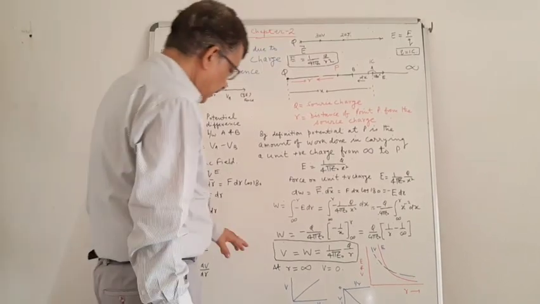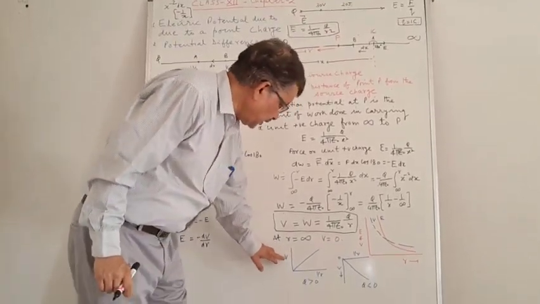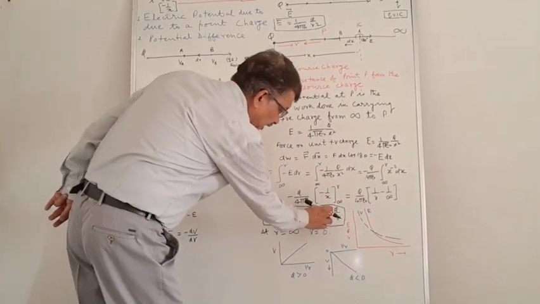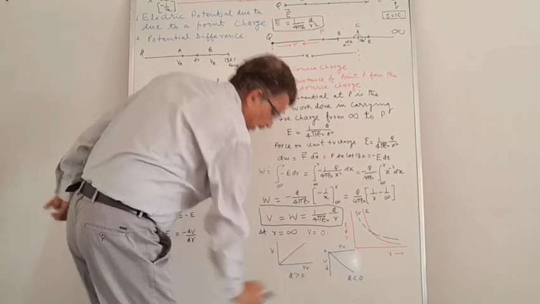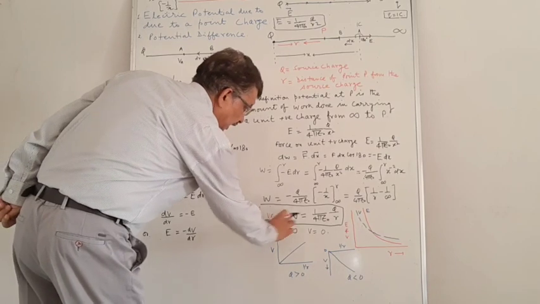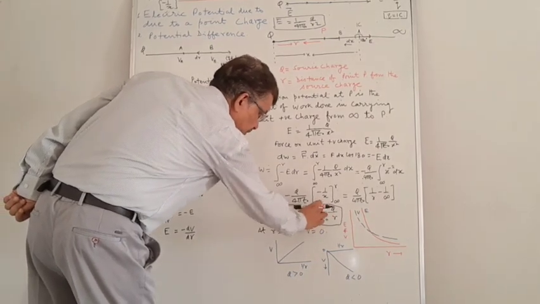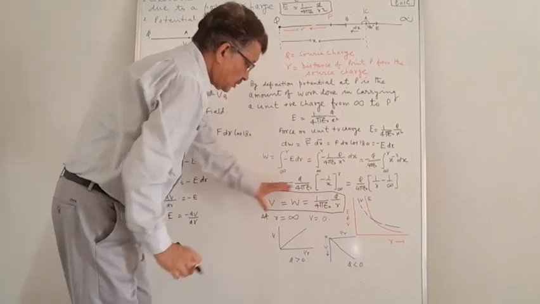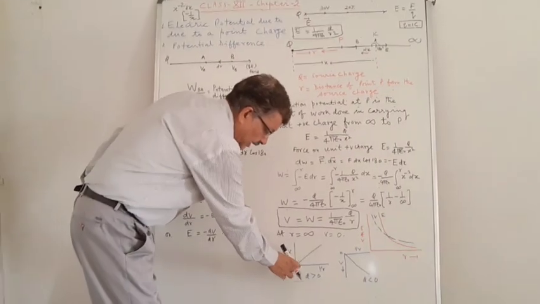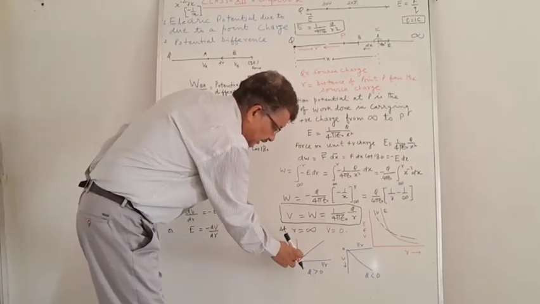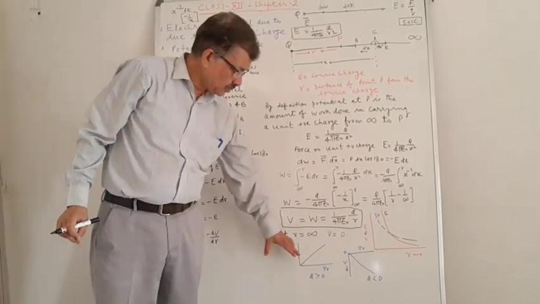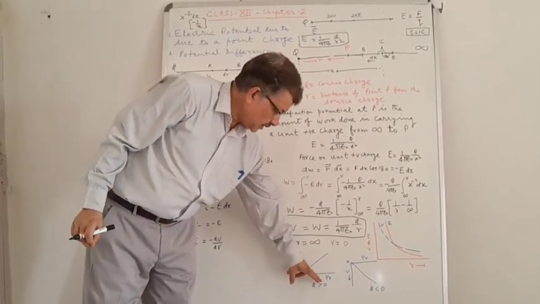And now suppose I take V versus 1 by R. V is the potential, and I take 1 by R here. So naturally in that case V will be directly proportional to 1 by R, taken as a quantity. So the variation will be a direct one. So the graph will be like this for a charge having a positive value, Q more than 0.